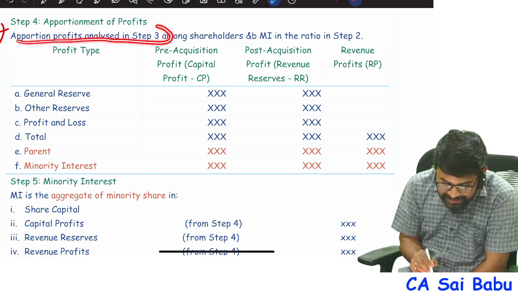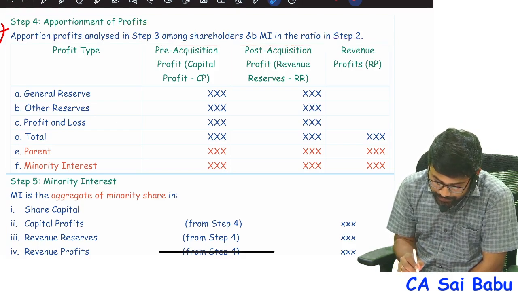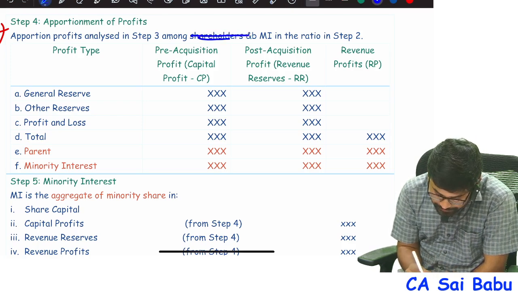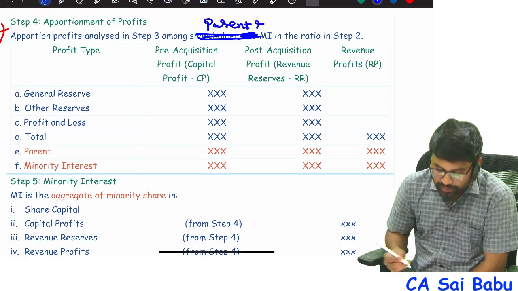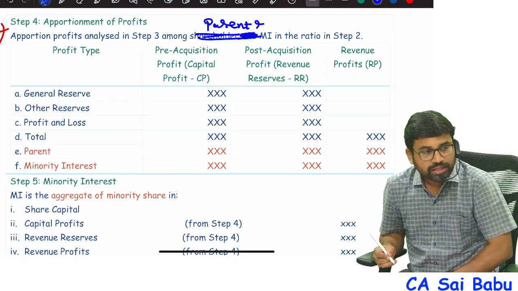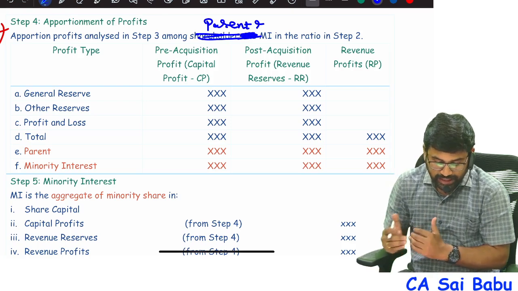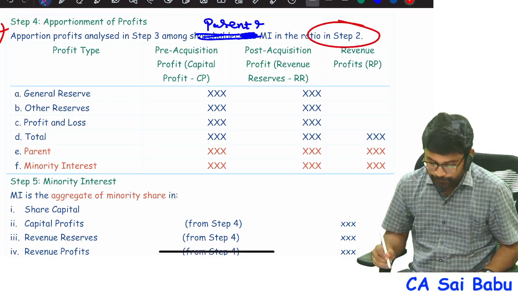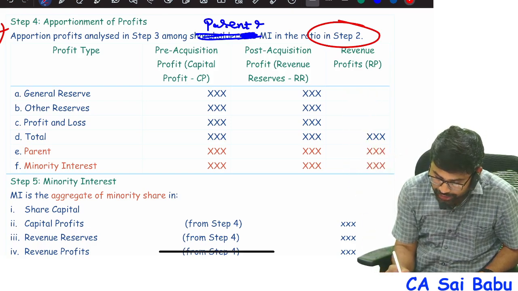Apportion the profits analyzed in step number 3 among the shareholders and minority interest, that means among the parent and minority interest. Okay, whatever the profits you analyzed, you need to apportion between the parent and minority interest in step number 2. That's why in step number 2 we decided the shareholding pattern. Now look at how apportionment is done.